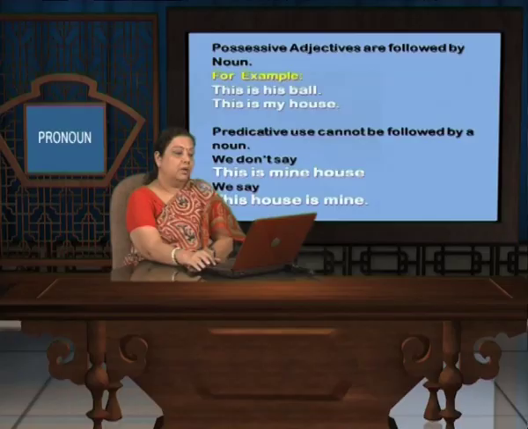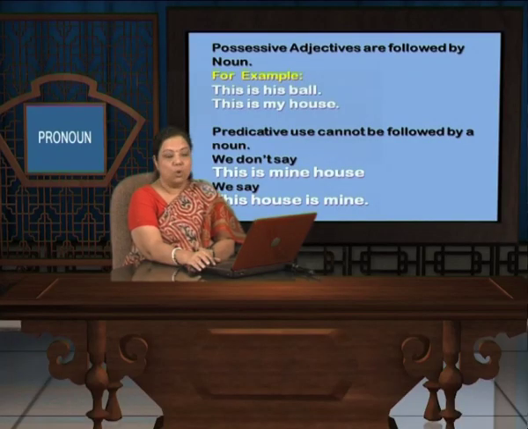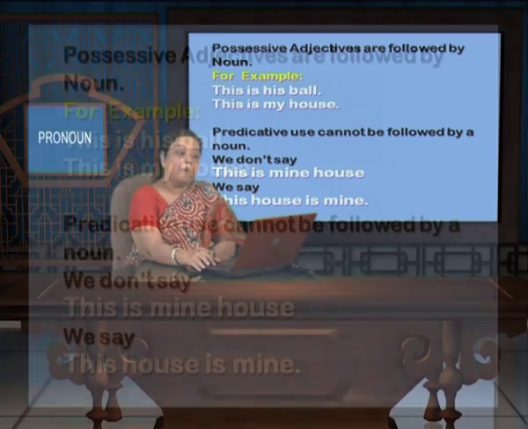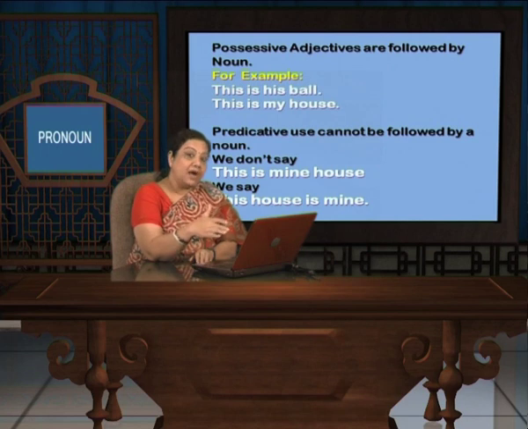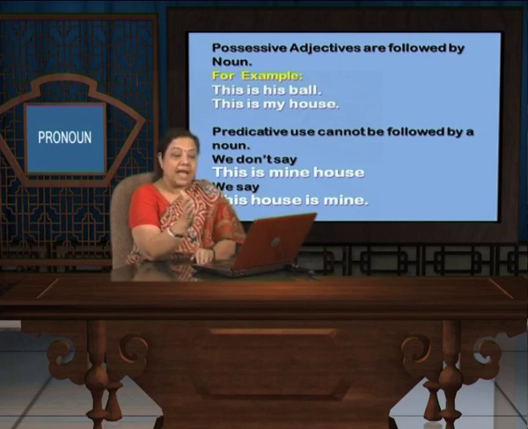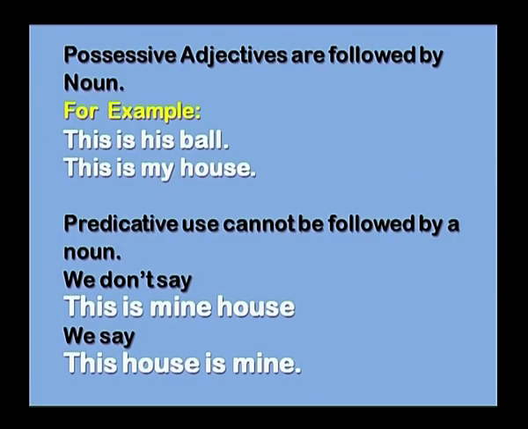This pen is mine. Now, something very important you students should know, that possessive adjectives are followed by a noun. This is his ball, this is my house. Now, you know the definition of adjective, that it qualifies a noun or pronoun. So, what is happening here is, this is his ball, ball is a noun here, and before that we use a possessive adjective, this is his ball. Now, when we are using predicatives, remember that we cannot use a predicative followed by a noun. We do not say this is mine house, we say this house is mine.